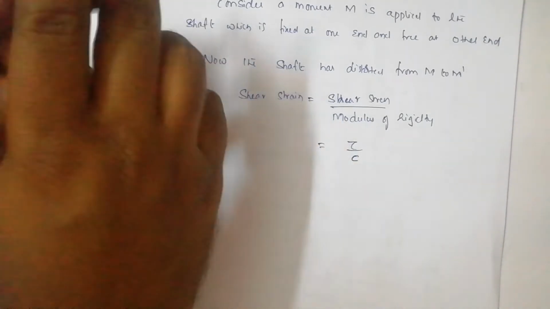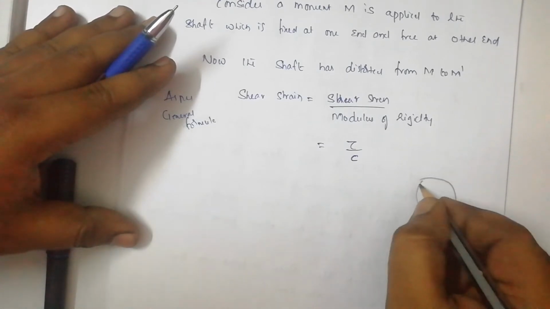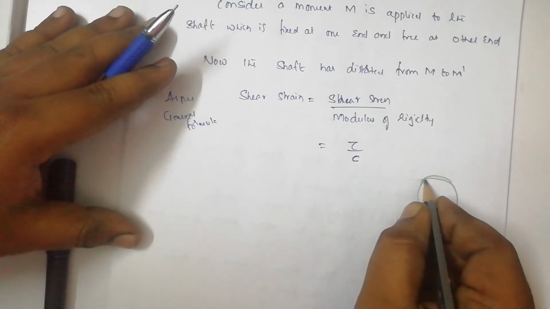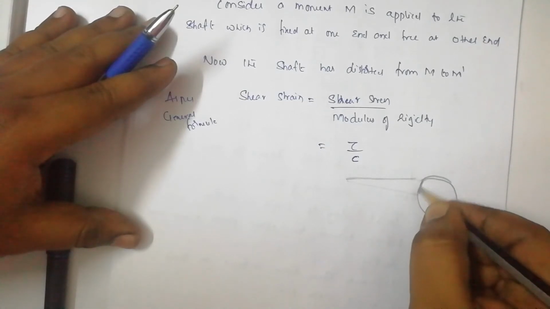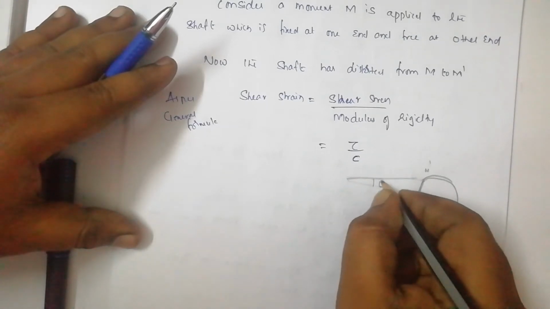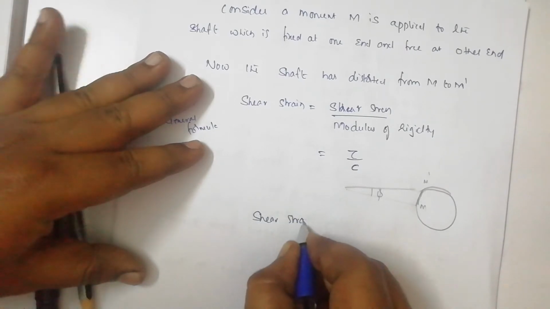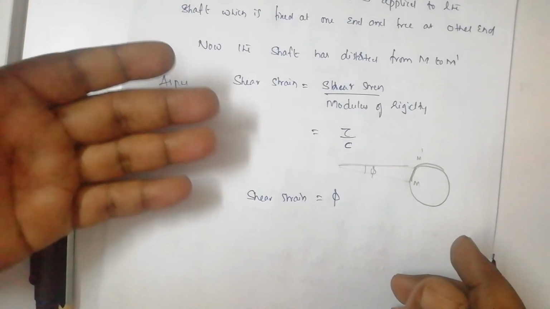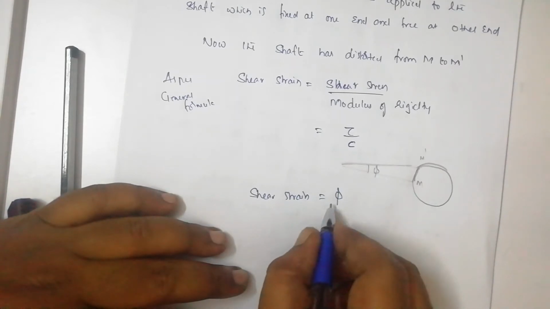Now, if you see from the diagram, we can observe that it has been distorted from the original position, this to this. This has been distorted, which we have taken as M dash. Here your phi is coming, which you generally consider as shear strain phi. That is nothing but tan phi, but if phi is very small, we can consider tan phi as phi. So, clear.